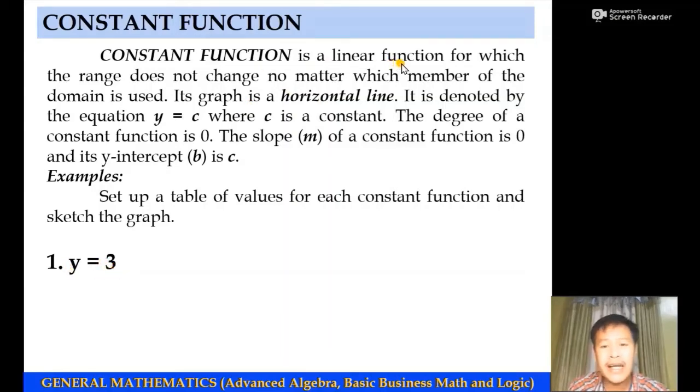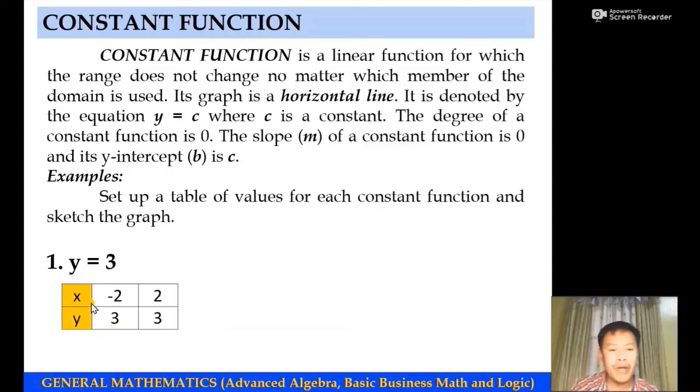Since this is a linear function, or the graph of this is a horizontal line, we only need 2 points in order to sketch the graph of a line, because in geometry, 2 points can determine a line. This is the table of values wherein our x are negative 2 and 2. Any value of x, as long as it is a real number, must be acceptable.